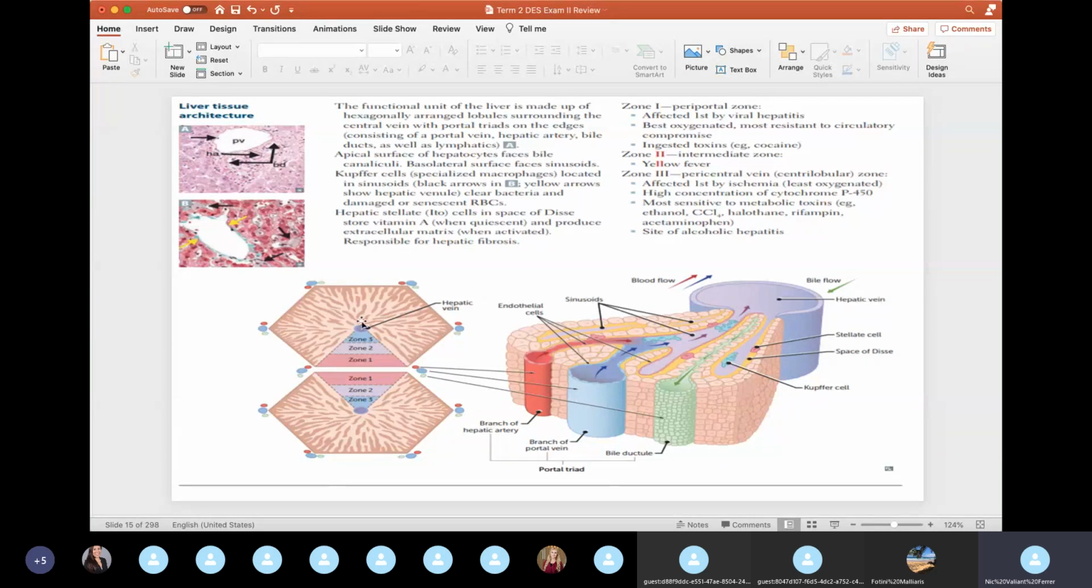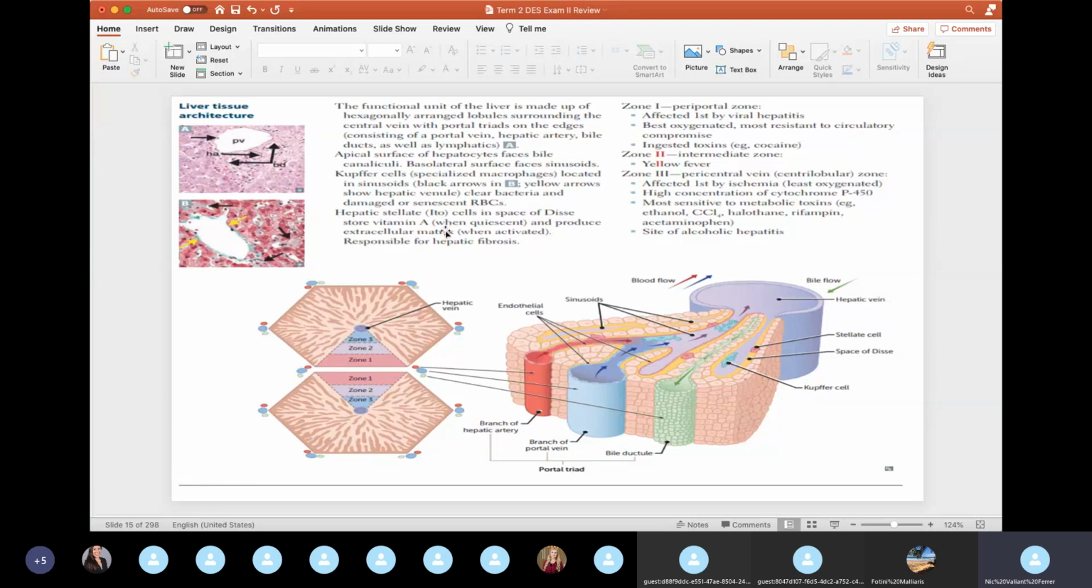So here on your apical surface, you have the hepatocytes. They face your bile canaliculi. And on your basolateral surface, they face the sinusoids. You also have specialized macrophages in there. We call them Kupffer cells, and they clear bacteria and damaged, senescent RBCs.